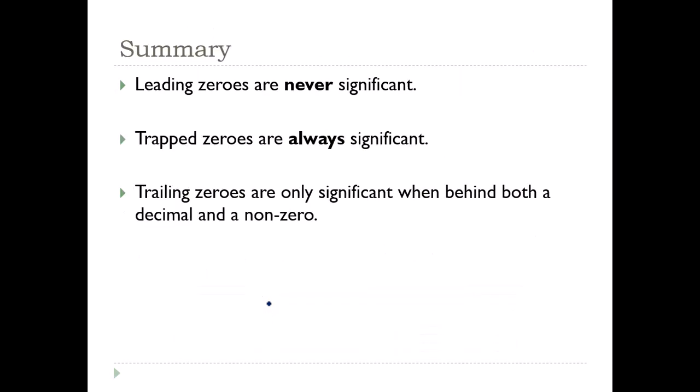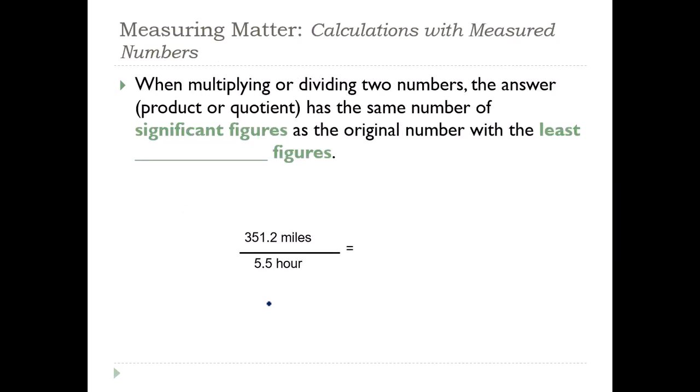So to summarize, leading zeros are never significant. Trapped zeros or sandwich zeros are always significant. Trailing zeros are only significant when behind both a decimal and a non-zero value.